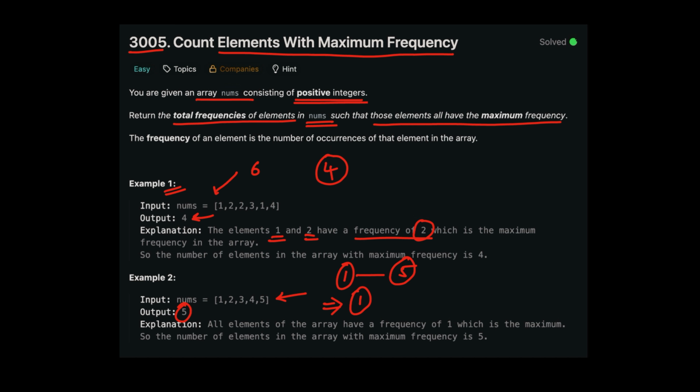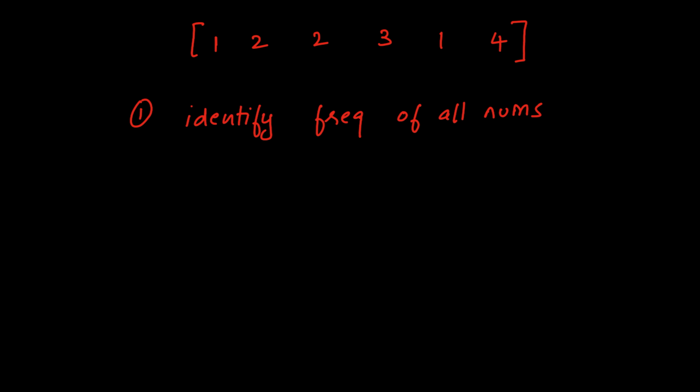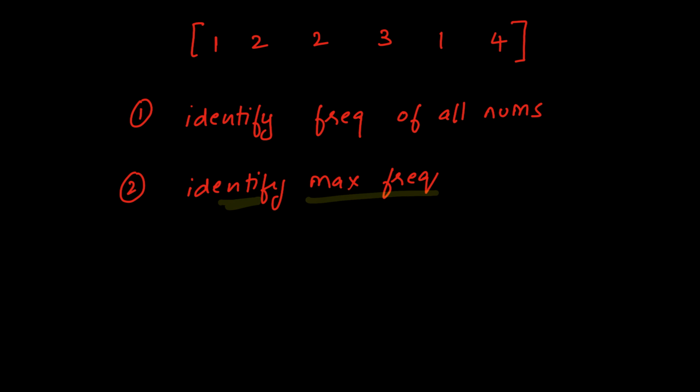Now let's switch to whiteboard and discuss how we can break this problem down into smaller sub-problems and solve it separately. We don't need to use any particular algorithm to solve this problem. Let's start by identifying the sub-problems. The first step is to identify the frequency of all of the numbers in the given input array. After knowing the frequency of all of the numbers, we need to identify the maximum frequency amongst them.